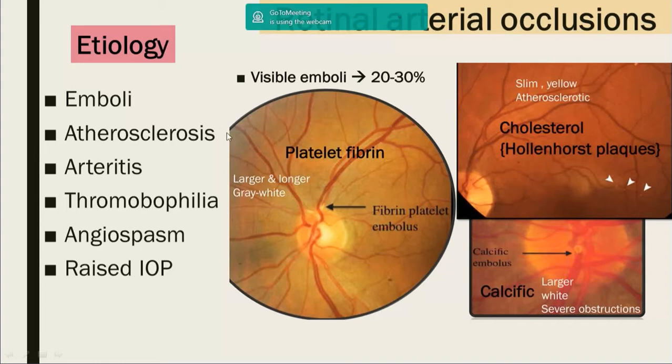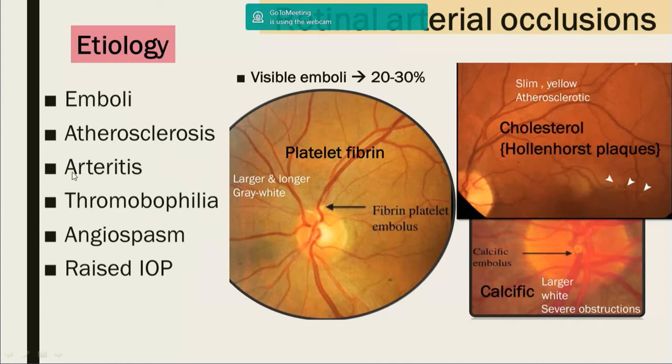So atherosclerosis is one of the important underlying factors that might lead to emboli that might cause arterial occlusions. Apart from that, arteritis. Arteritis is nothing but inflammation present in the artery, and it is a systemic condition. It's not just present in the eye. And the most common type that affects the retinal vasculature is giant cell arteritis. So you need to remember that.